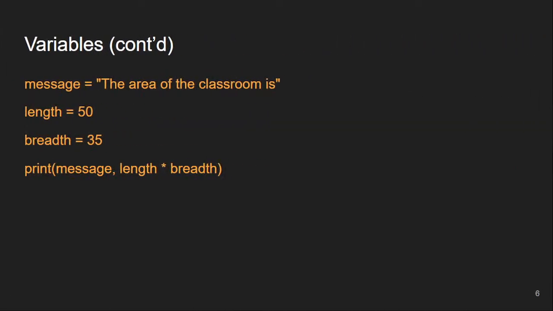Okay, so we have here another variable, which is the string, the area of the classroom is, a variable called message. Then we have another variable called length, which stores 50 as its value. Then another variable called breadth, which has 35 as its value. You can try this when you print message, length times breadth. You should get the area of the classroom is whatever that is.